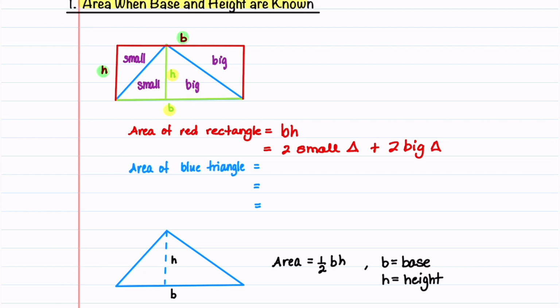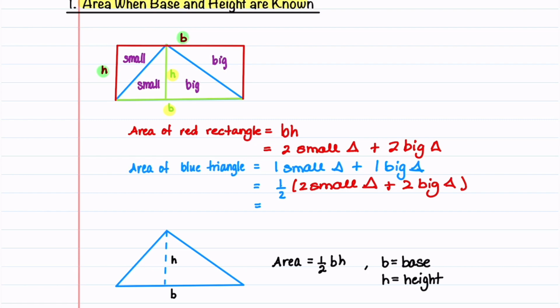If we look at our blue triangle, we can see that it's made up of 1 small triangle plus 1 big triangle. So this is equal to 1/2 of 2 small triangles plus our 2 big triangles. Our 2 small triangles plus our 2 big triangles is equal to our base times our height. So the area of our triangle is equal to 1/2 the base times the height. We'll highlight this formula.